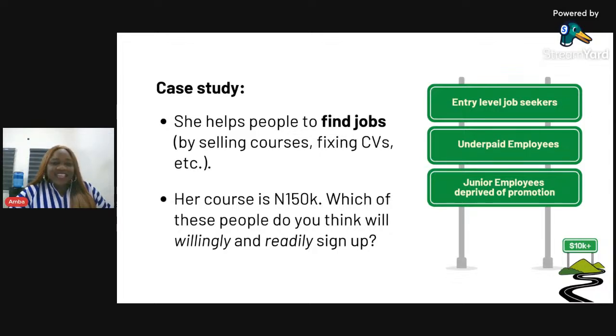Olushola says early job seekers and underpaid. Okay, so two of them, willingly and readily. Okay, so early job seekers will willingly pay, underpaid employees will willingly pay. That's Olushola.